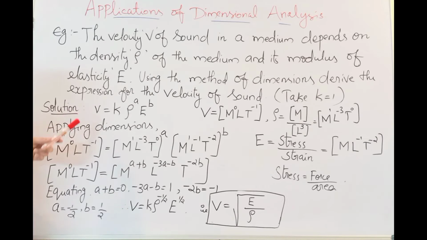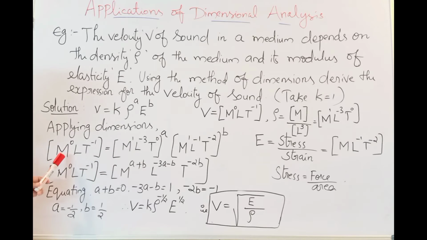Okay. So now we can apply the dimensions. Here, instead of v, we can put the dimension of velocity, that is M0 L T raised to minus 1. And k has no dimensions, right? So we can write the dimension of density. What is the dimension of density? Yes, that is M1 L raised to minus 3 T0 whole raised to a. Then E has the dimension M1 L raised to minus 1 T raised to minus 2 whole raised to b. So we are getting an equation.